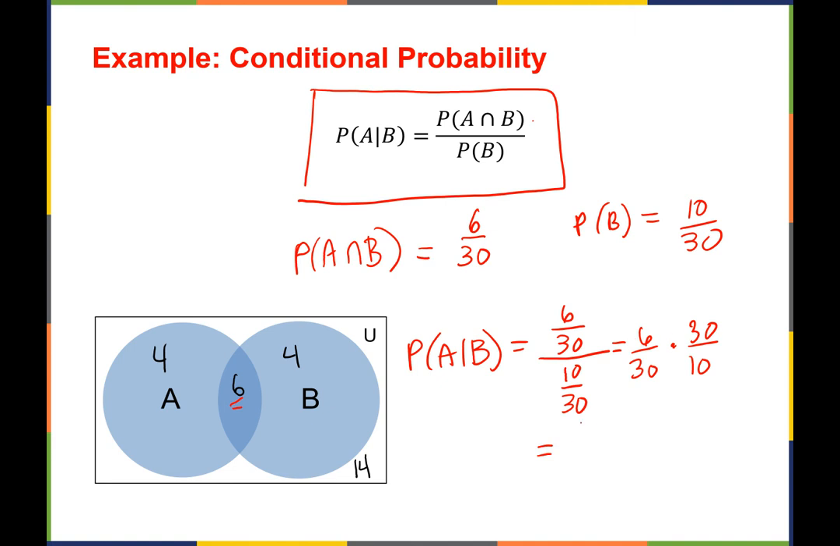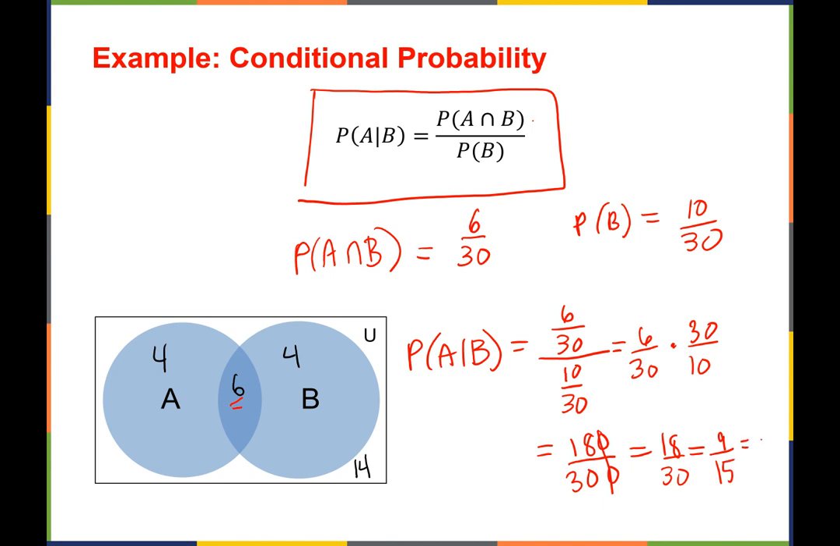We just multiply our numerators. 6 times 30 is 180. 30 times 10 is 300. So we have 180 out of 300. Let's reduce this fraction. Well, this one's kind of harder. So let's first divide by 10. That gets me to 18 out of 30. 2 goes into both of those, so that gets me to 9 out of 15.